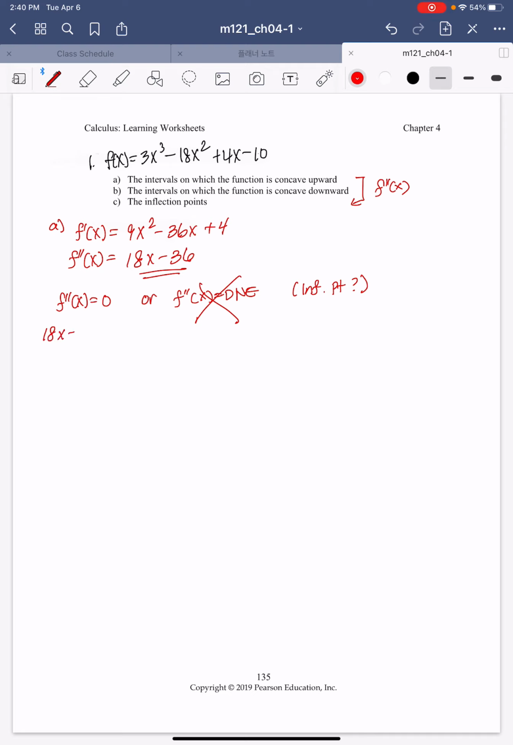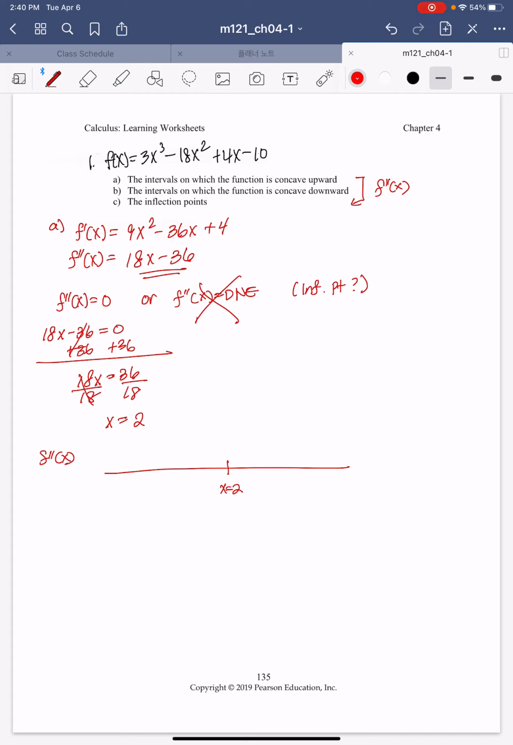So 18x minus 36 equal to 0. Adding 36, I'm going to have 18x equal to 36, and so x is equal to 2. So this is the one that I'm going to use to partition the number line. So create a number line. Here's my x equal to 2, my possible inflection point. And remember, we got that from the second derivative. So we have two regions to check.